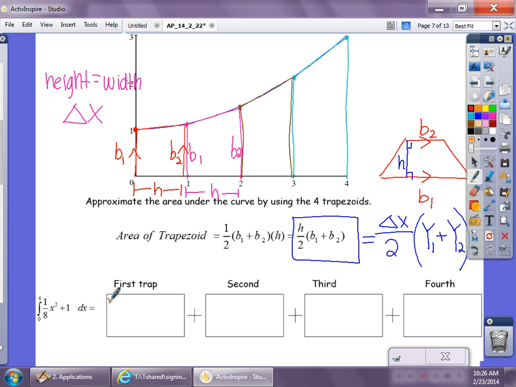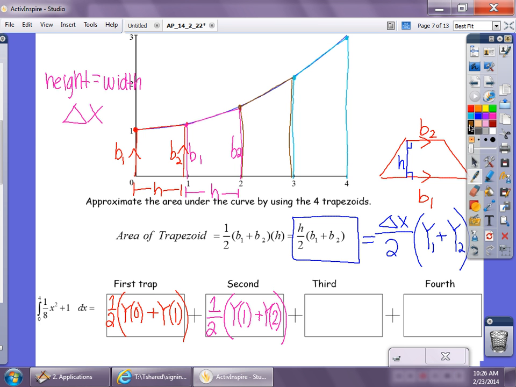So delta x would be 1 divided by 2 times the first base, which would be y of 0, plus the second base, which is y of 1. The second trapezoid would be delta x, or a height of the trapezoid of 1 over 2. The 2 is always there. And then y of 1 plus y of 2. And I'm writing it that way because then you would just use the y value at those specific x values.